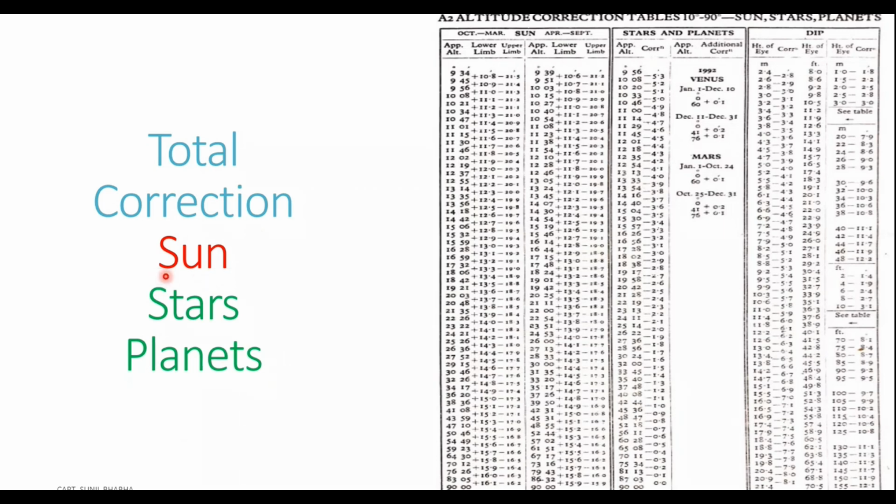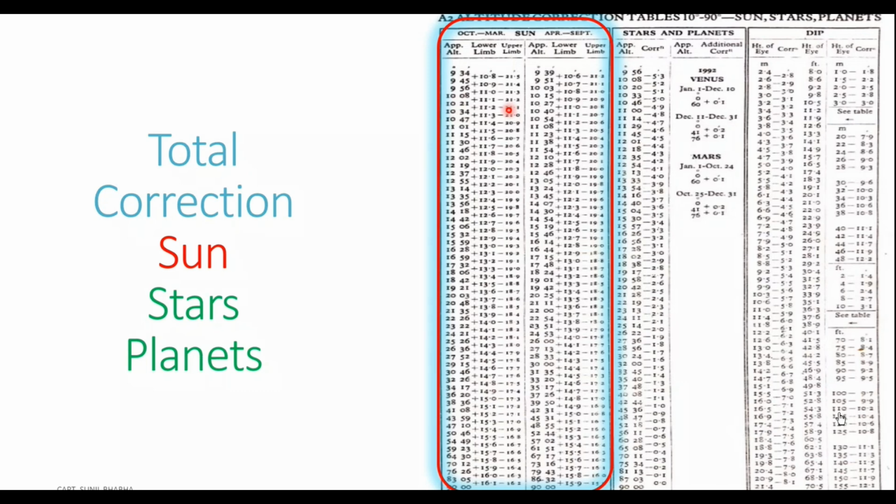Let's first find it out for the sun. You can see the total correction for the sun given on the left hand side in the first table. So you see the table which is highlighted. It gives you the total correction for the sun. The table is entered with apparent altitude as well as the limb of the sun. So you enter with the apparent altitude.